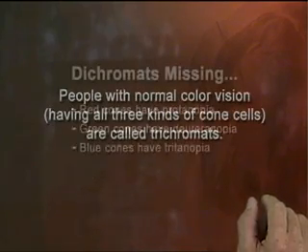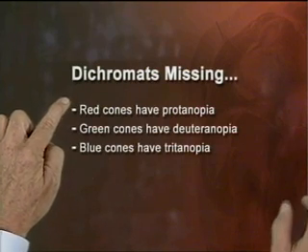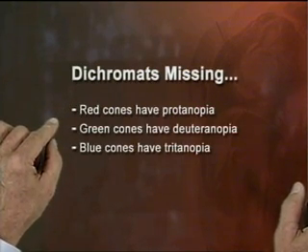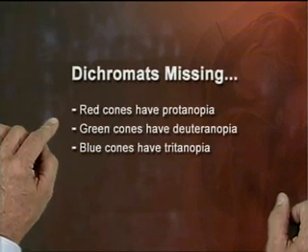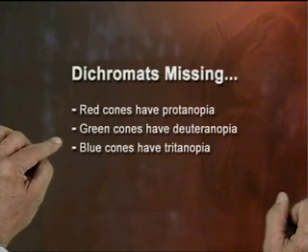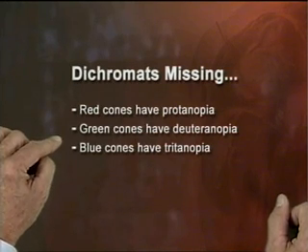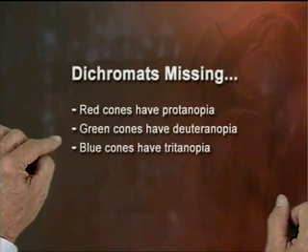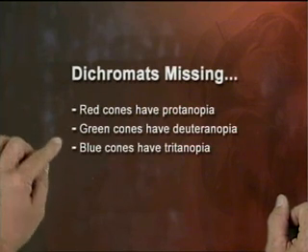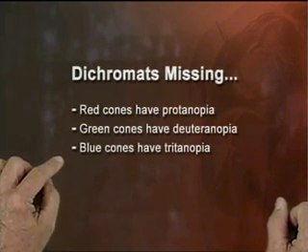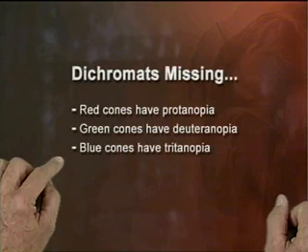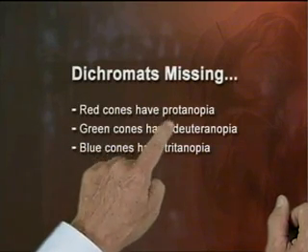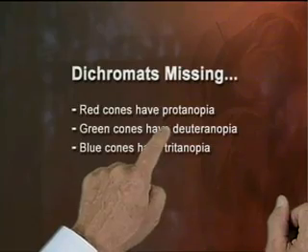So if we go to this next graphic, a dichromat that happens to be missing the cone cells that respond to red, the light color red, has a condition called protanopia. So they've got the blue ones and the green ones, they don't have the red ones. If they're missing the green ones and just have the red ones and blue ones, that condition is called deuteranopia. And if they're missing the blue ones, and just have the red and green, then they have a condition called tritanopia. So those are just names for particular kinds of color blindness.